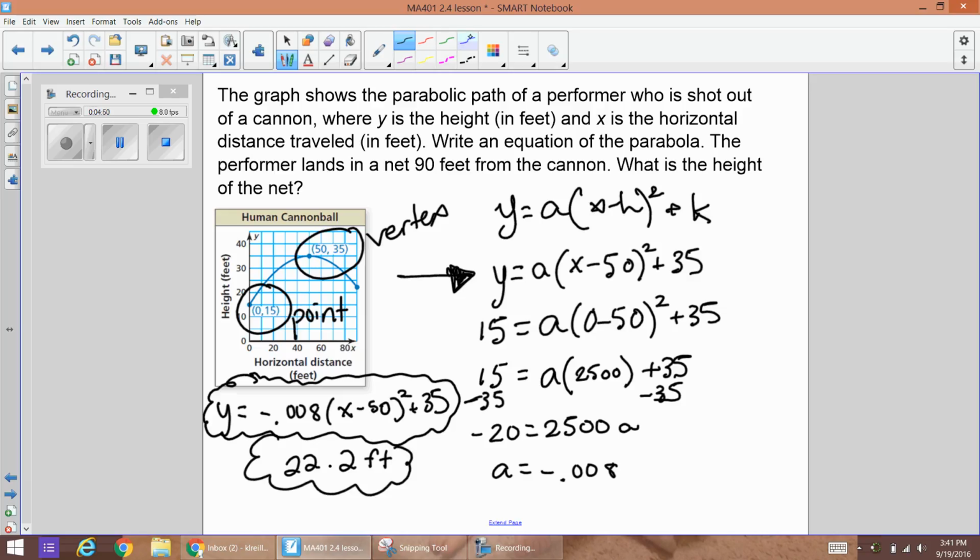Now, does it look like it's 22.2? Look over here. Yes, it really does. That's just a little bit more than 20. So our answers make sense.